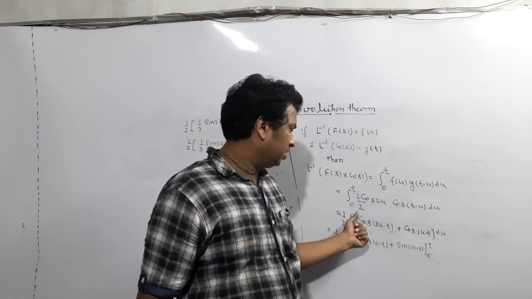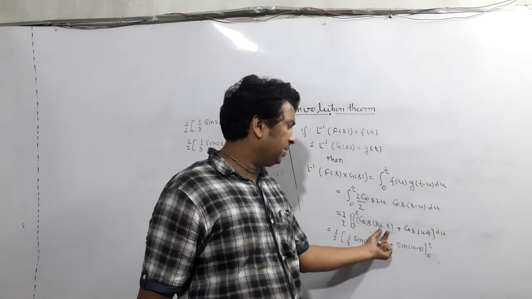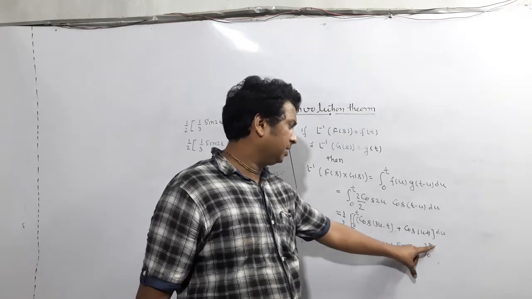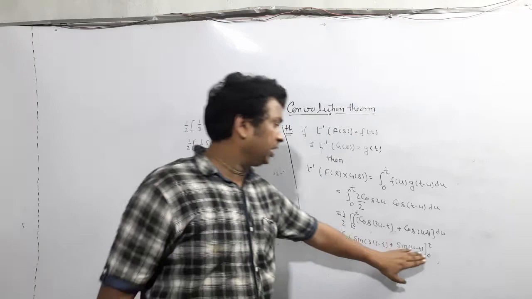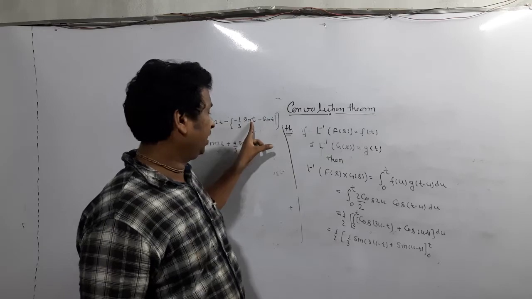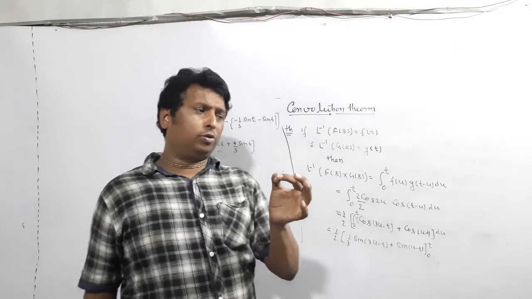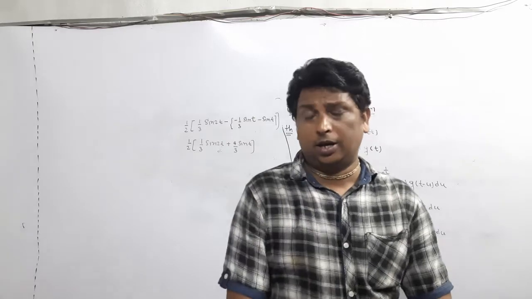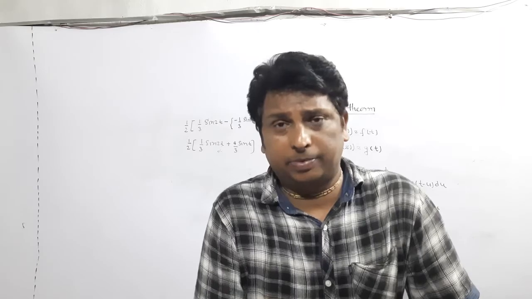Just put the limits. When upper limit u value is t. Now first integrate. Cos (3u minus t) means sin (3u minus t) divided by 3, and cos (u plus t) means sin (u plus t). Just put u value t, so we get 1 by 3 sin 2t. When you put u value 0, it means 1 by 3 sin minus t, and sin minus t means minus sin t. Simplify, and we will get this. So it's very simple. In this way we can use the convolution theorem for any question. I hope you all understand. Please like, share and subscribe. Thank you.